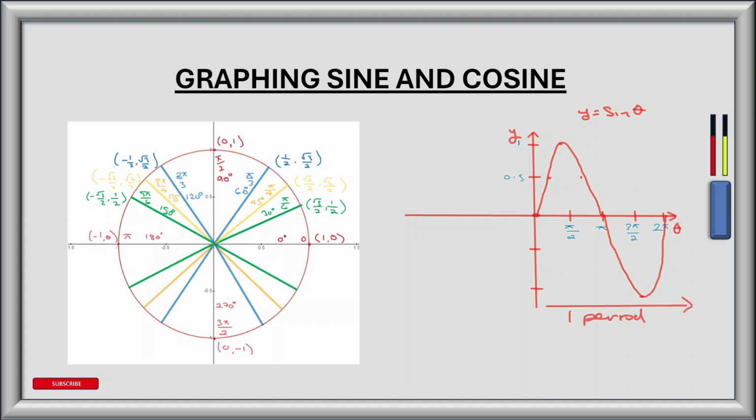So if we look at the maximum and minimum values of y, so there's the maximum and there's the minimum. We see this point here. This is known as the amplitude. So for this graph of sine, the amplitude is equal to 1.